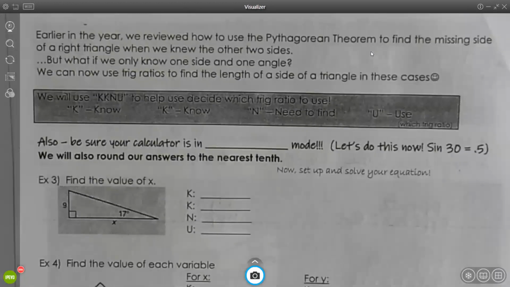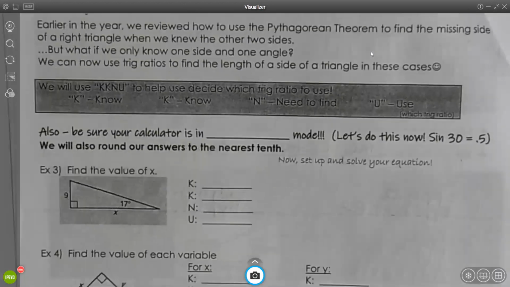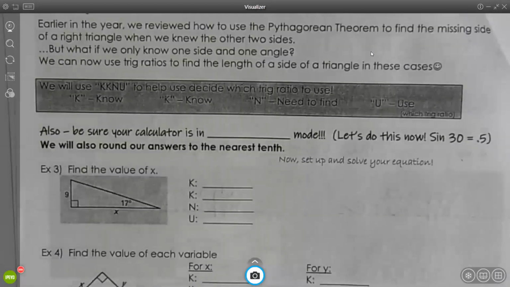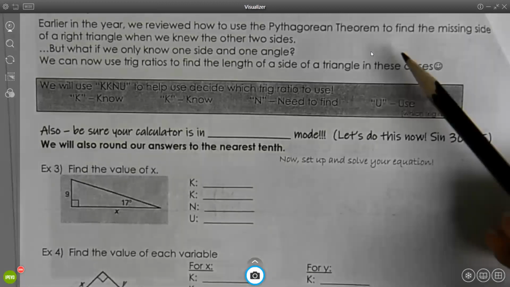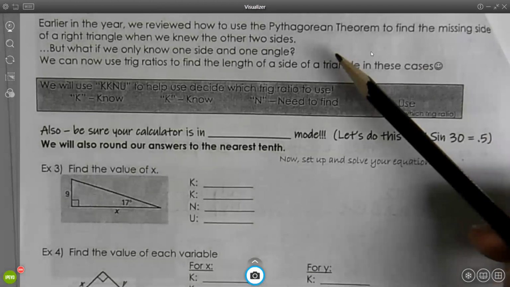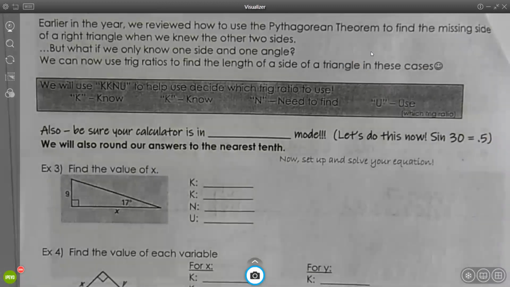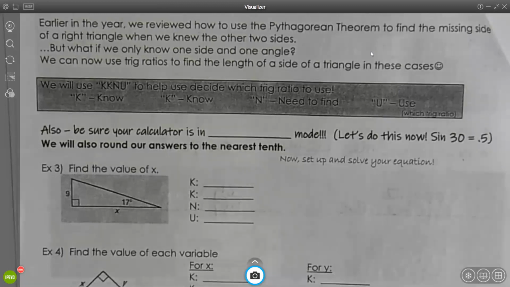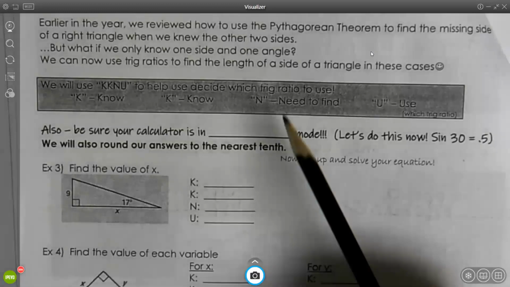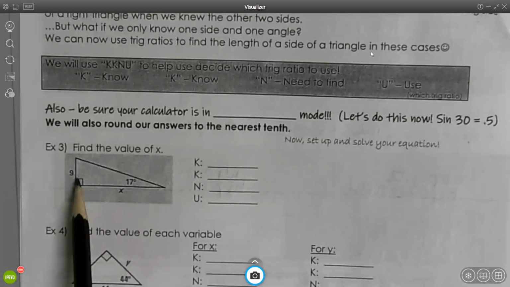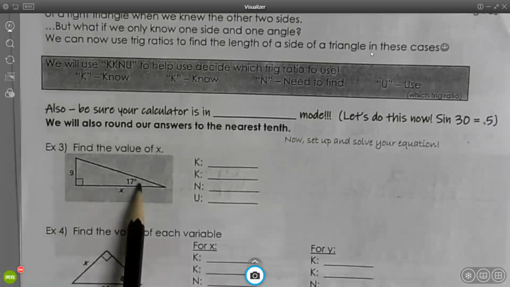Now we can actually use trigonometry to do something. In the past, we have used the Pythagorean theorem to solve for the missing side. If you know two sides of a right triangle, you can use hypotenuse squared equals leg squared plus leg squared to solve for the missing side. But what if we only have one side length and they give us an angle? If you only have one side length, you need something else.